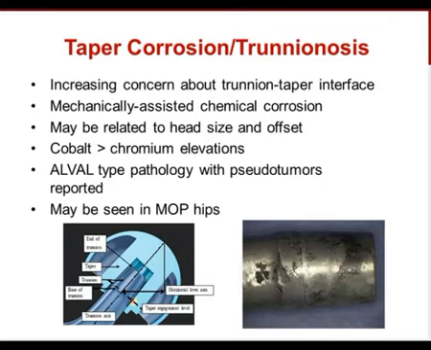The end result of this can be an ALVAL type pathology, similar to metal-on-metal total hip arthroplasty, with pseudotumors and local tissue necrosis reported. This may also be seen in metal on polyethylene total hips, so this is not isolated to a certain particular bearing type. There has been a move away from metal heads towards ceramic heads in the past few years to try to alleviate some of these concerns.